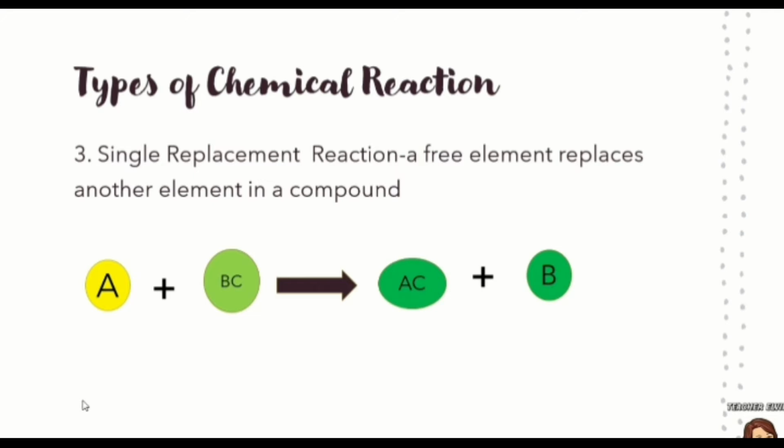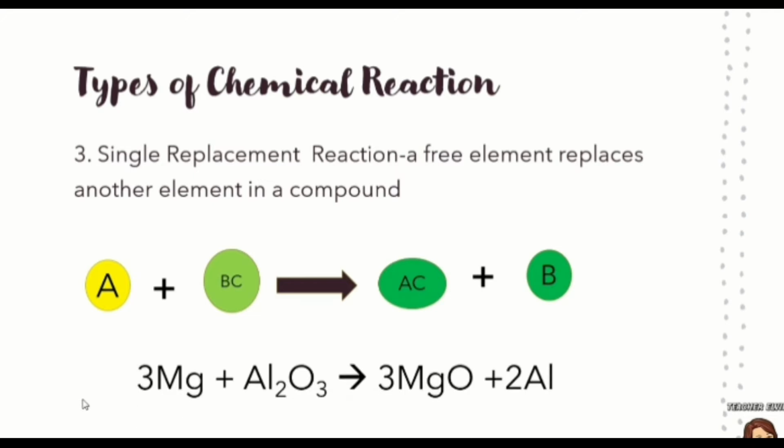So let's have an example of single replacement reaction. Magnesium plus aluminum oxide. If we refer to the activity series, you will notice that magnesium comes before aluminum. So it means that magnesium can replace aluminum in this chemical equation. So magnesium combines with oxygen, forming magnesium oxide, and then we will have aluminum as product B.